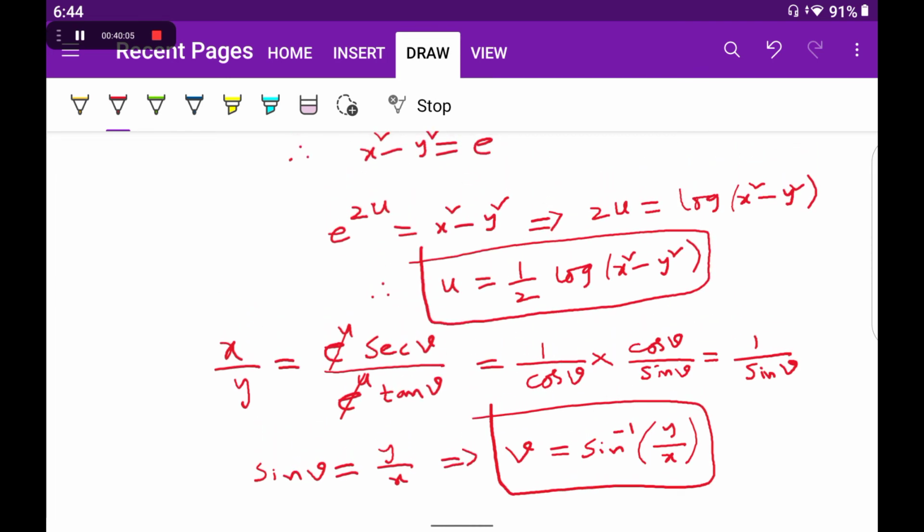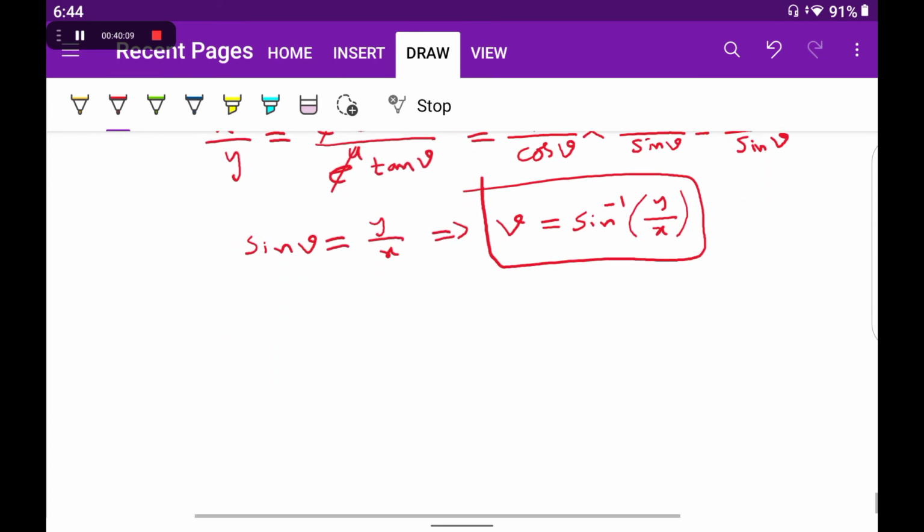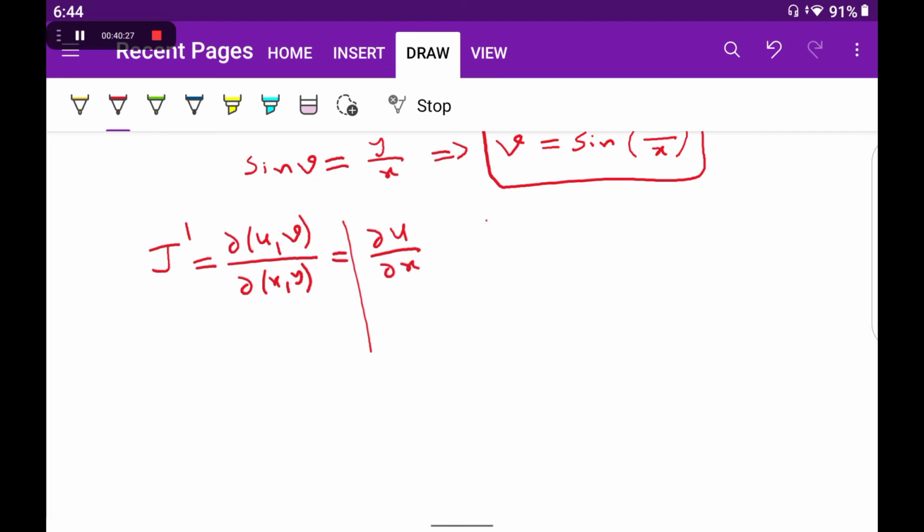Now we got u and v both. From this we have to find j dash. So what is j dash? Dou (u, v) by dou (x, y), which is the determinant of dou u by dou x, dou u by dou y, dou v by dou x, dou v by dou y.